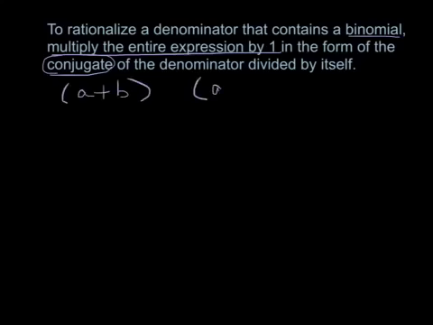To rationalize a denominator that contains a binomial, multiply the entire expression by 1 in the form of the conjugate of the denominator divided by itself. And remember, the conjugate is just the same binomial with the opposite sign. So let's do one more example.